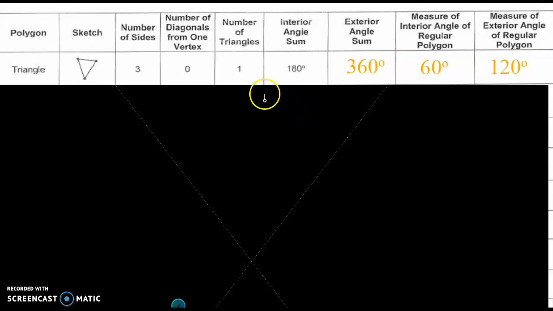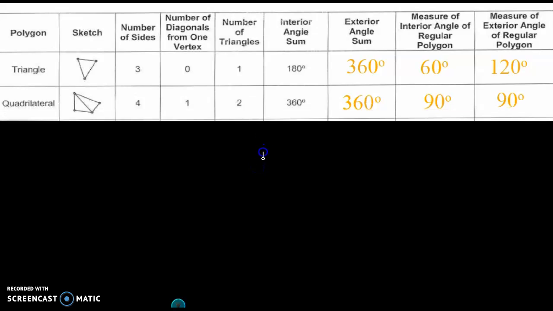So a four-sided figure is not a square or rectangle, but a quadrilateral. And let me fix that. There you go. Notice it has just one diagonal. There's two triangles, so twice 180 would give us 360. Again, all outside angles, exterior angles, are 360. And the inside would be 90 when it's regular, and the outside would be 90.